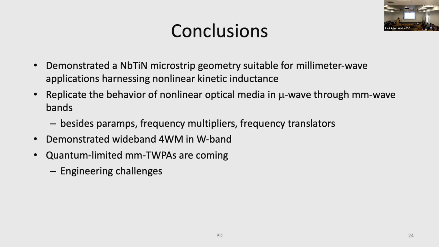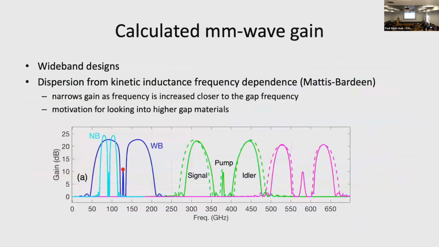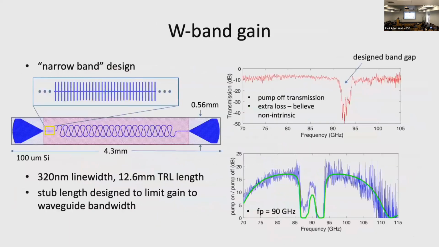Yep. Oh, sorry. So when you show the gain spectrum, it looks a little bit jagged. Is that a real feature of the device, or is it just because of measurement? Yeah, no, it is a real feature of the device. These are ripples in the gain.